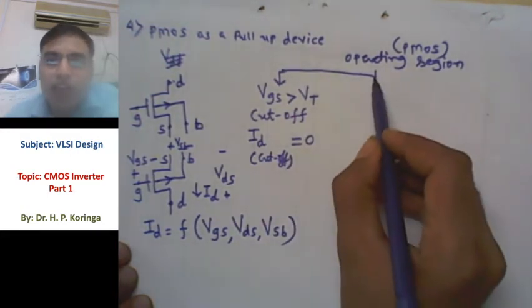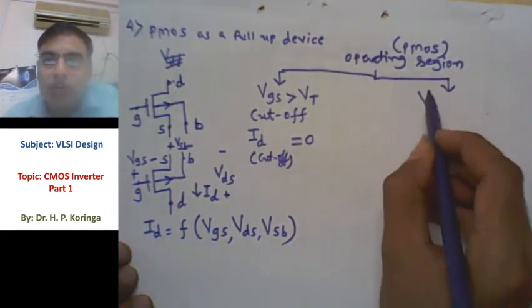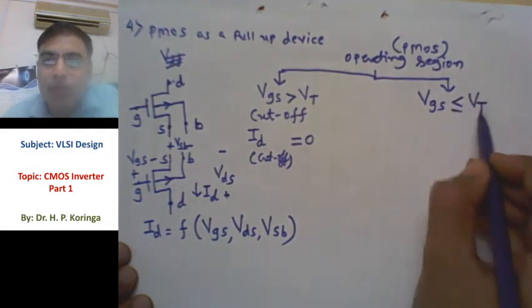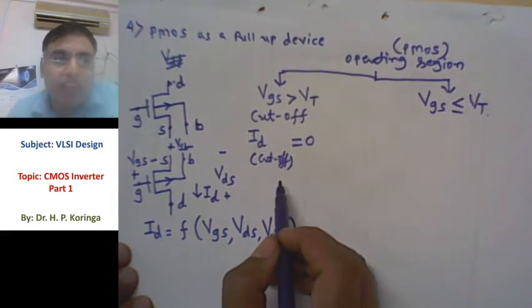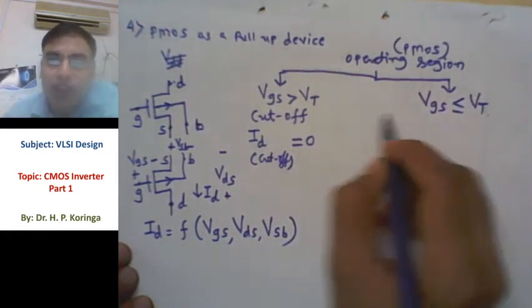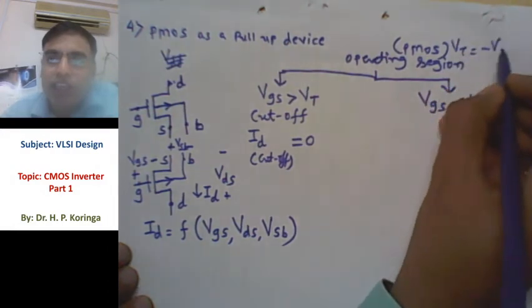Now, whenever the gate to source voltage of the PMOS is less than or equal to the threshold of the PMOS. So let me tell you, the threshold of the PMOS is a negative value. For an enhancement PMOS inverter, the threshold of the PMOS is a negative value. So the threshold VT of the PMOS is a negative value.